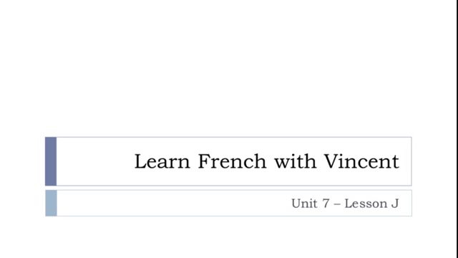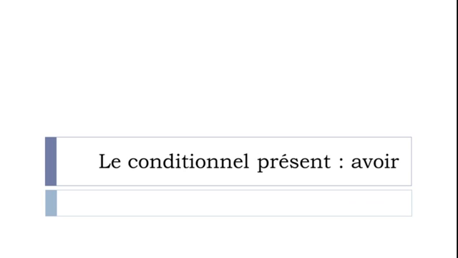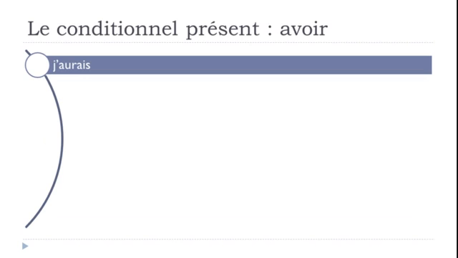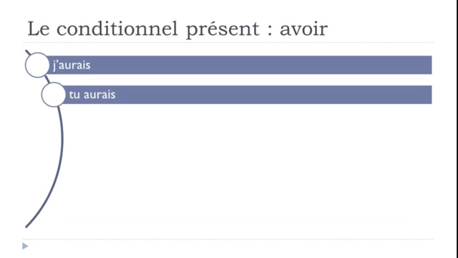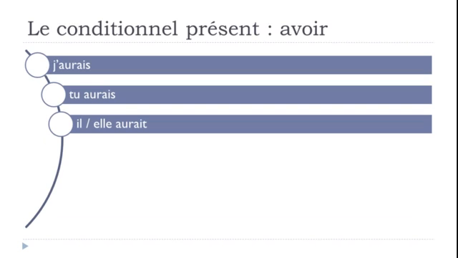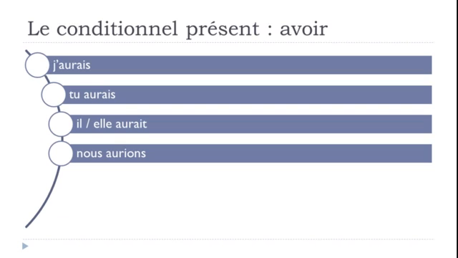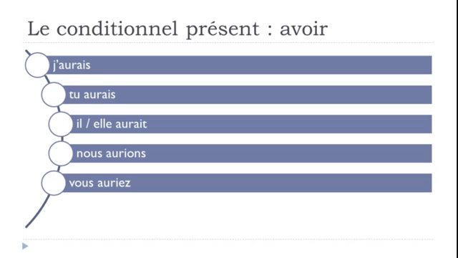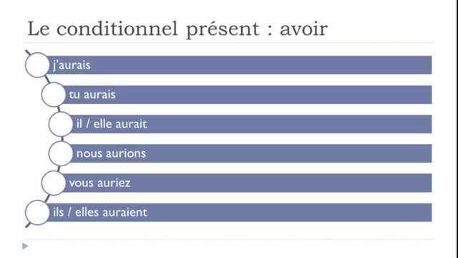Bonjour à tous and welcome to Learn French with Vincent. This is Unité 7, leçon J. In the previous lesson we saw the conditionnel passé form of être, to be, and in this lesson we'll focus on the conditionnel présent form of avoir, to have. So let's see now how it goes. J'aurais, tu aurais, il aurait, elle aurait, nous aurions, vous auriez, ils auraient, elles auraient.